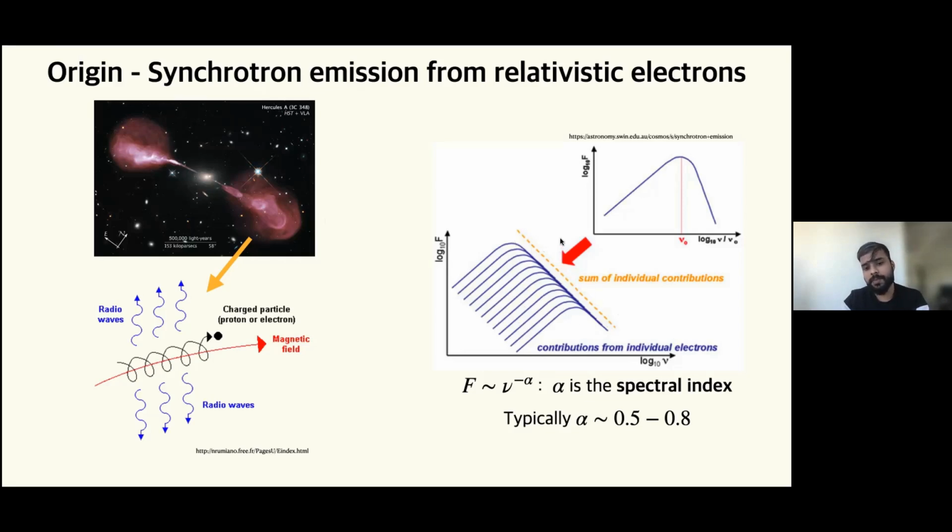The way we parameterize this spectrum is using something called the spectral index. The intensity of this spectrum goes as nu to the power minus alpha, where nu is the frequency and alpha is the spectral index, which is the slope of this spectrum. So you see the orange line; alpha is its slope. If alpha was steeper, it would come down with a steeper slope. If alpha was lower, closer to zero, it would be flatter. Typically in radio emission from active radio galaxies, we see spectral indices of 0.5 to 0.8.